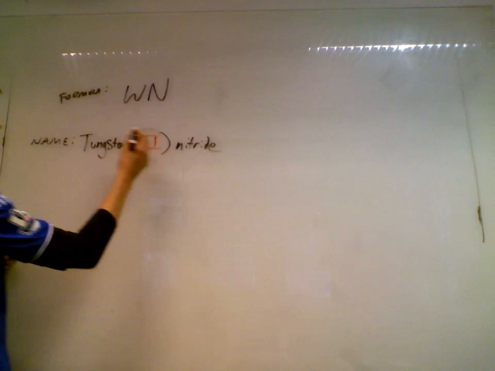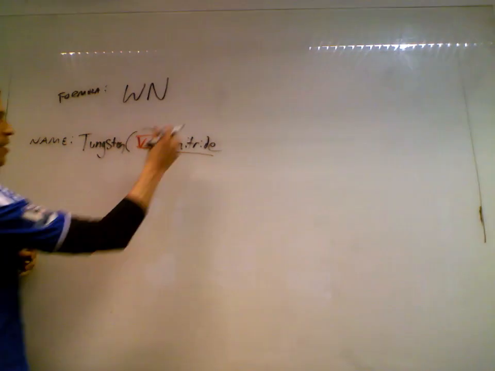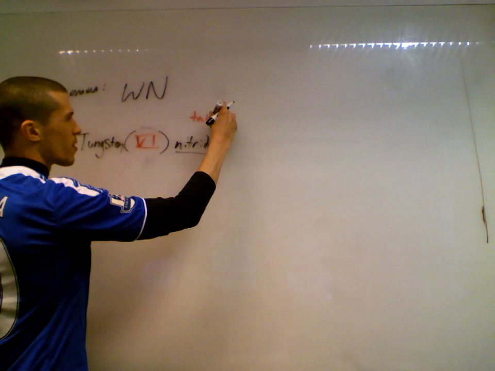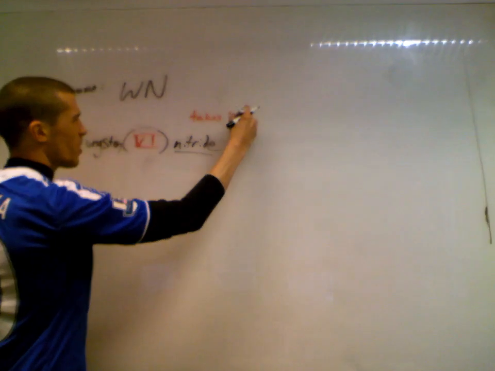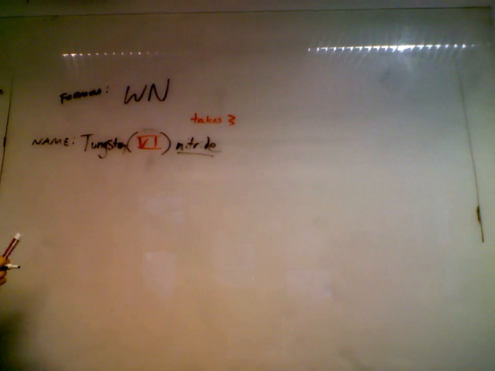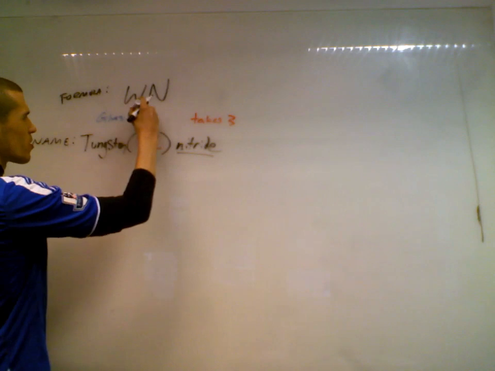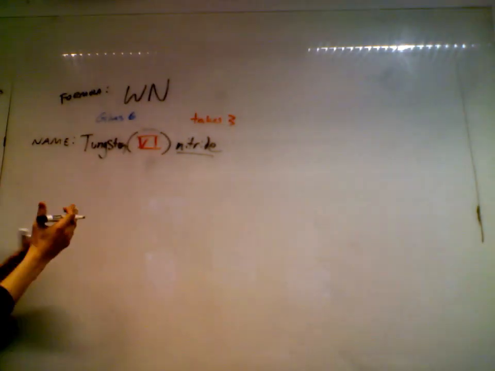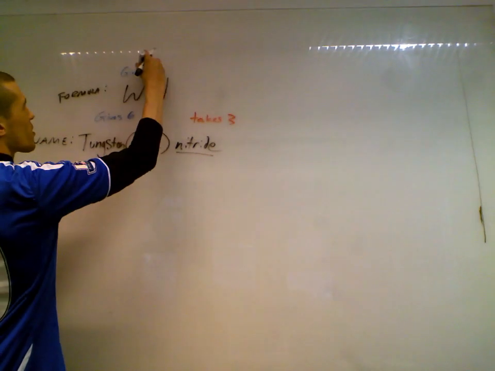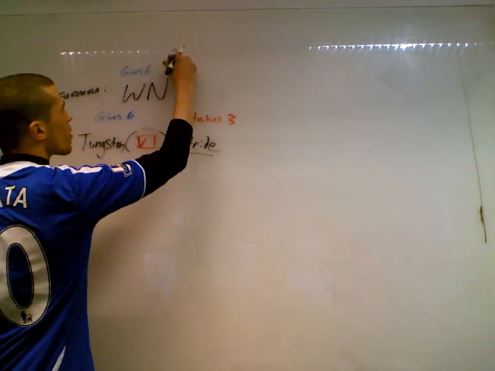So since nitride is taking, how many does it take? It takes 3. And tungsten, how many is that giving here? 6. Gives 6. Well, let's just move these up over here on this side. Tungsten gives 6, and nitrogen takes 3. So it's W 3 and N 6.